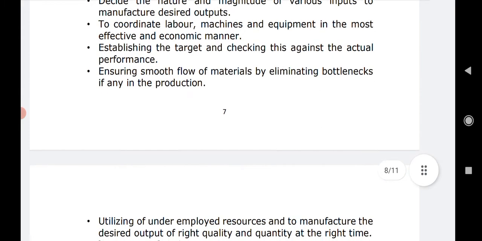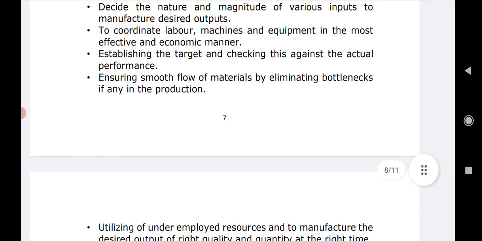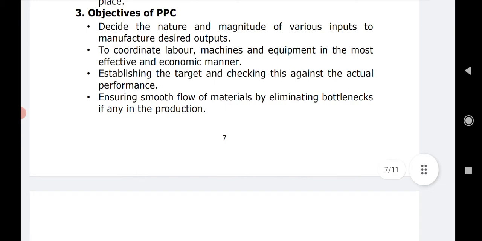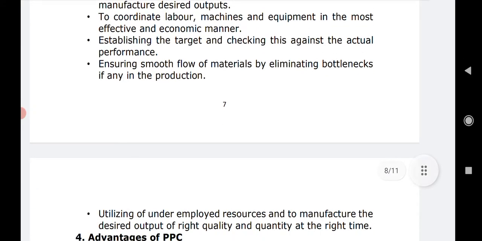PPC has planning and controlling together to coordinate the labor, machines and equipment in the most effective and economic manner. Obviously, the purpose of PPC is to coordinate. Coordinate what? Maybe the labor work, machines, equipment, everything in the most effective and economic manner, so that whatever you have invested, we can get the best out of it. Next comes establishing the target.